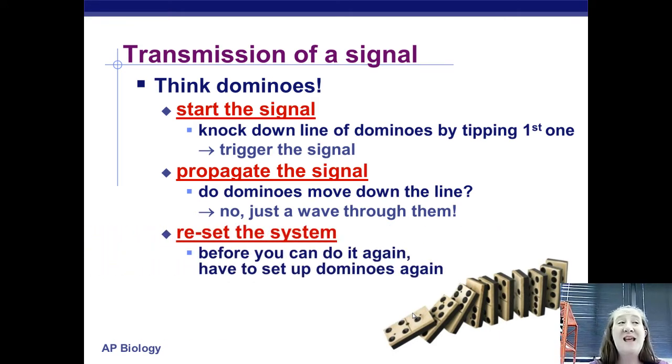Then at the end, once all the dominoes have gone down, you still have to reset the system. You can't just do it again right away. You have to physically set back up all of the dominoes. This is kind of like how your neuron works. It does have to reset. Fortunately, it resets a lot faster than dominoes.